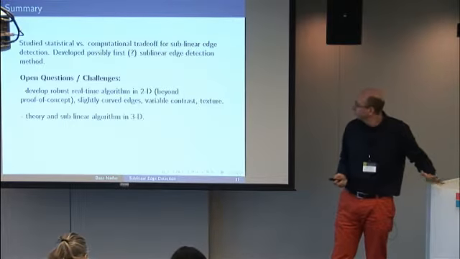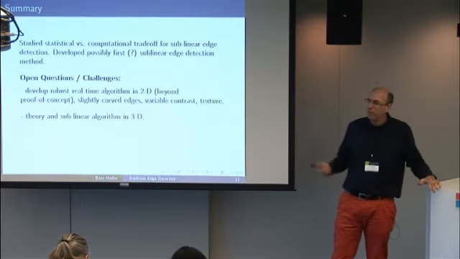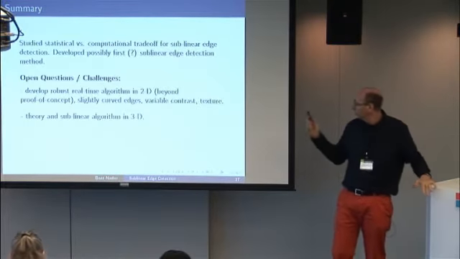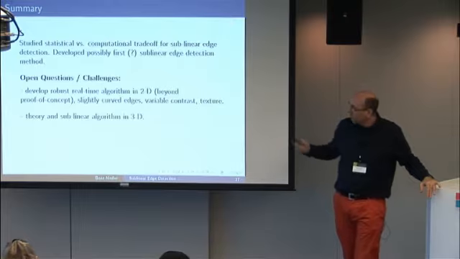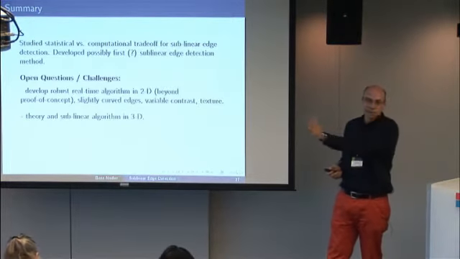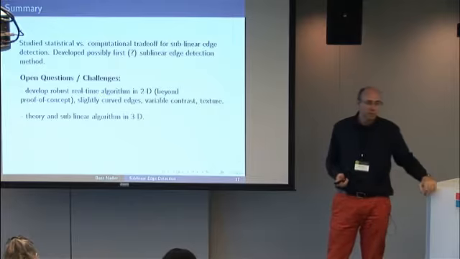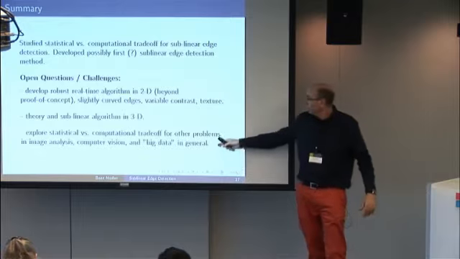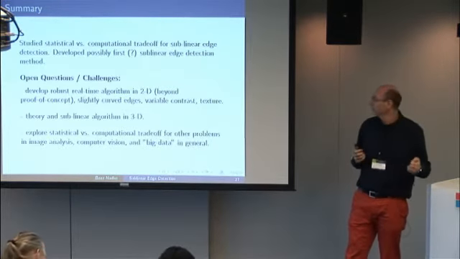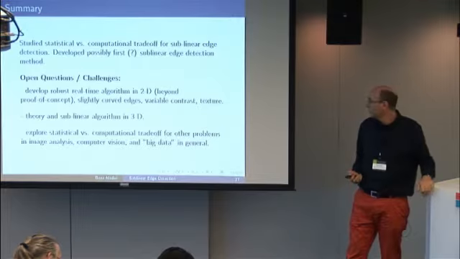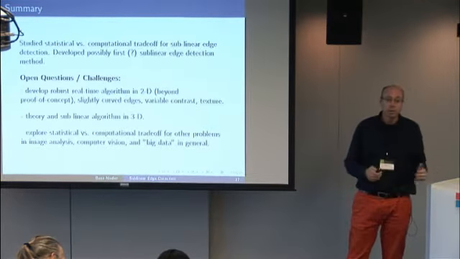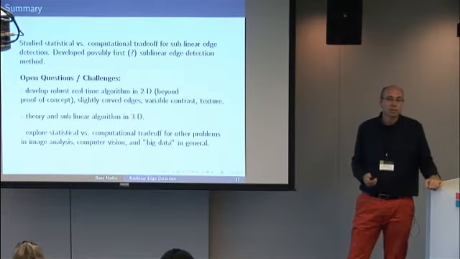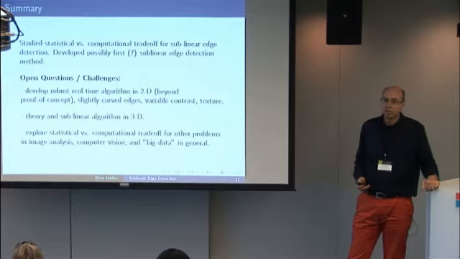this is basically a proof of concept. You really need to be able to deal with slightly curved lines, with variable contrast, with texture, etc. A real challenge is how to do this in 3D, because a 3D video is immediately hundreds of gigabytes, or several gigabytes can easily be. And I think more generally, understanding this trade-off between statistics and computational constraints for other problems, whether in image, astrophysics, or other big data problems in general, is a fundamental and interesting problem.